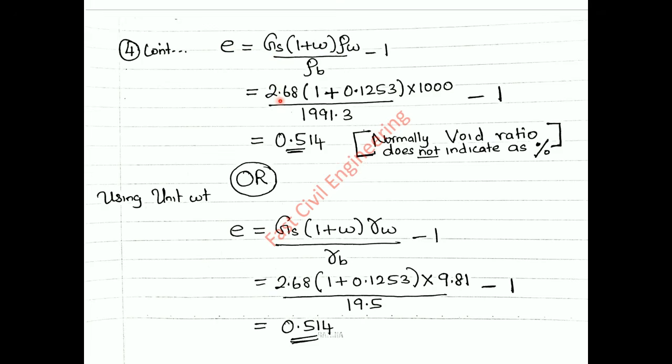GS is 2.68. w is this one. Bulk density is 1991.3, already found. Minus 1. Answer is 0.514. Normally void ratio is not indicated as a percentage. Better to put it as a decimal in the void ratio case only.